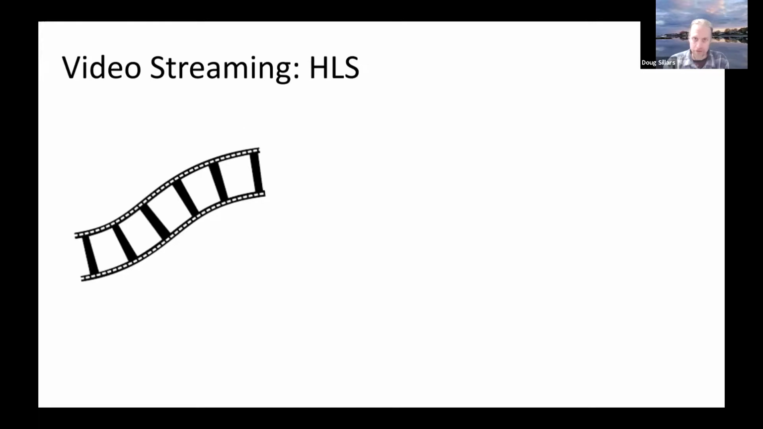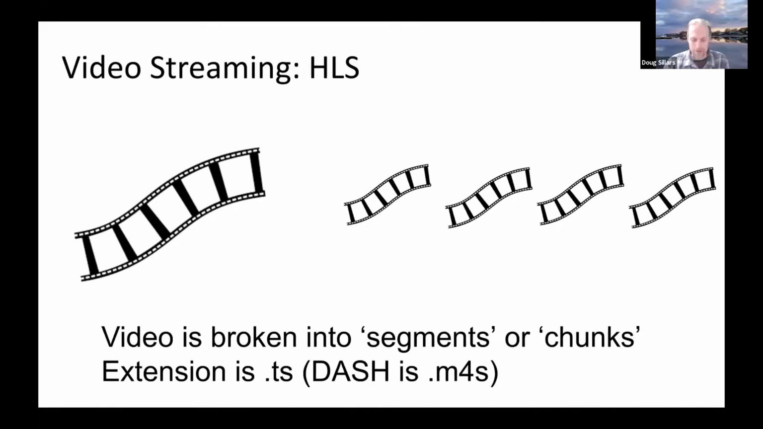I'm going to talk about HLS just because it's the predominant form today. So what happens is you've got a video, and what video streaming does is it breaks your video into segments or chunks. I kind of use those two words interchangeably. In HLS, you'll see a .ts file. In Dash, you'll see .m4s, right? Those are just the names of the segments that are broken up.